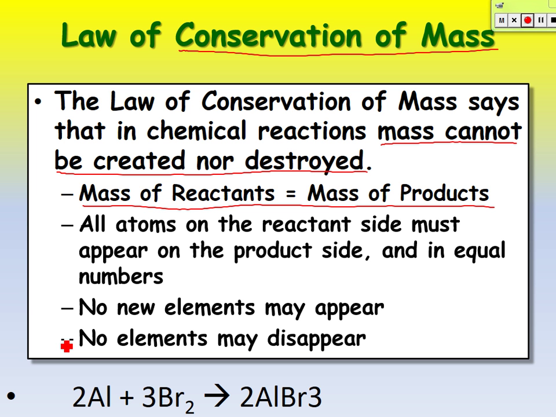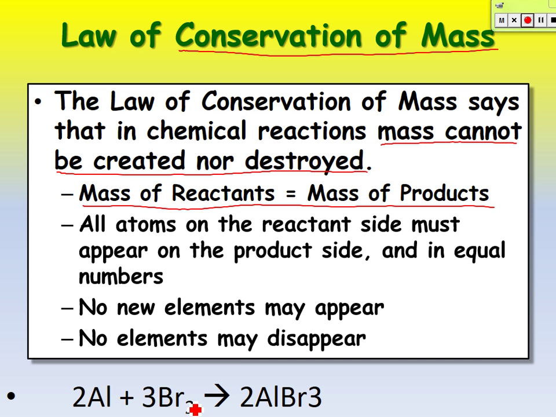Here's an example of what I mean. Here's something new. You see this 2 out in front? That's called a coefficient. How do we get the total number of aluminum atoms? We take the coefficient and we times it by the subscript down there. What is 2 times 1, guys? 2. So how many aluminum atoms do I have on the left side? 2. How many aluminum atoms do I have on the right side? 2.